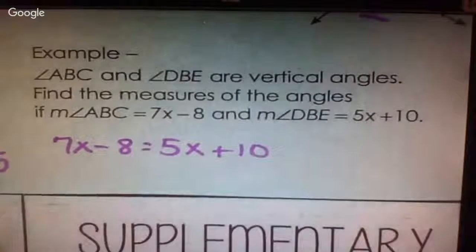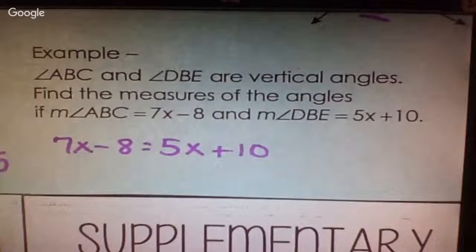Is everybody okay with that? Yes. So you have to check something. They are equal to each other, so you set them equal. Why are they equal to each other? Because vertical angles are equal. These are theorems that you are just going to have to learn to remember.